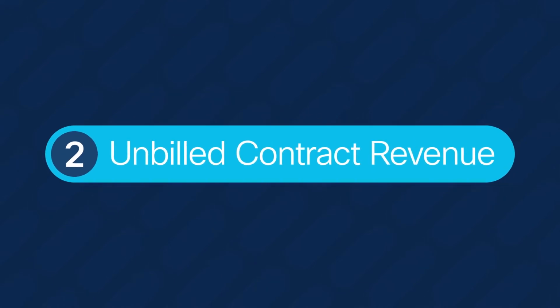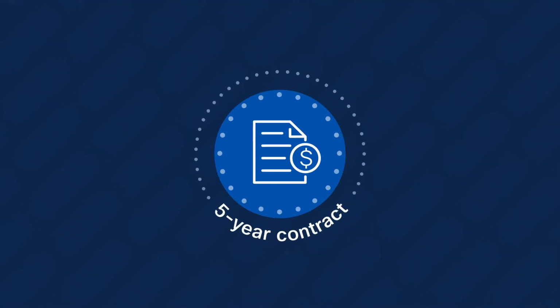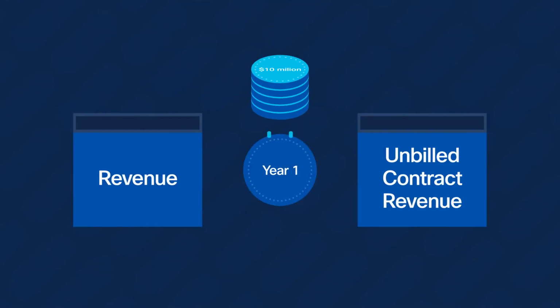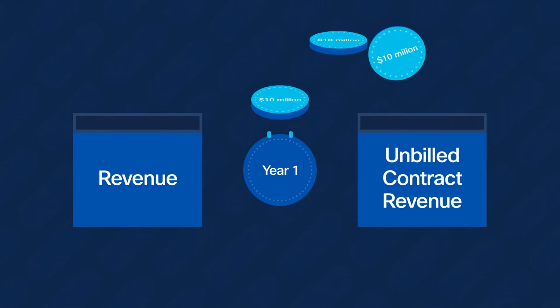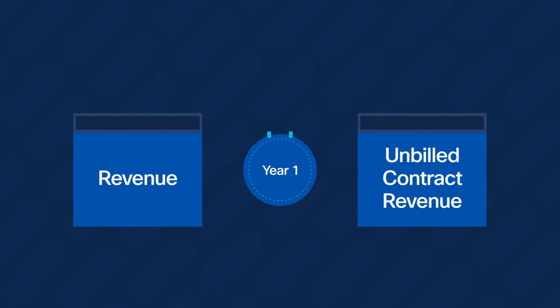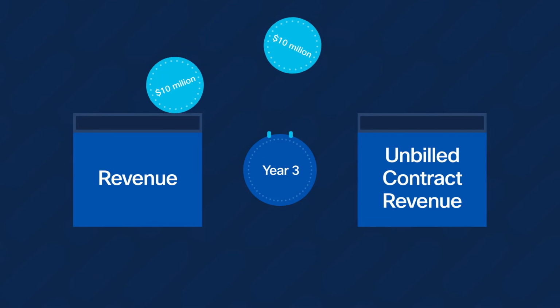The second category is unbilled contract revenue. Say we have a 5-year contract worth $50 million, which we agreed to bill annually. In year 1, we bill $10 million and $40 million goes into unbilled contract revenue. In year 2, we bill a further $10 million with $30 million going into unbilled contract revenue. This is revenue we know we can rely on, but we haven't invoiced or earned yet.